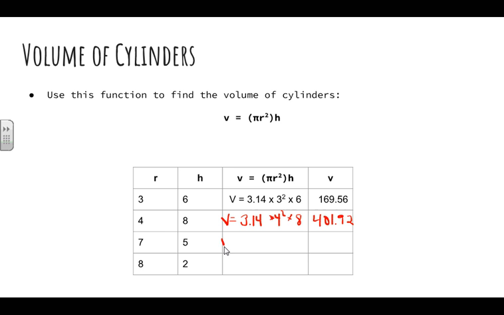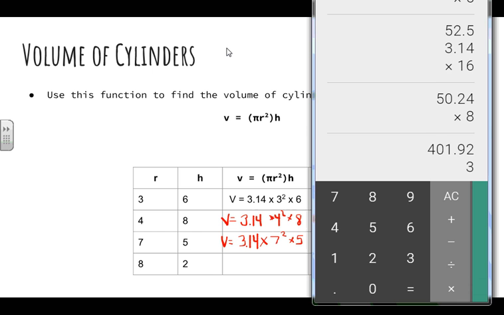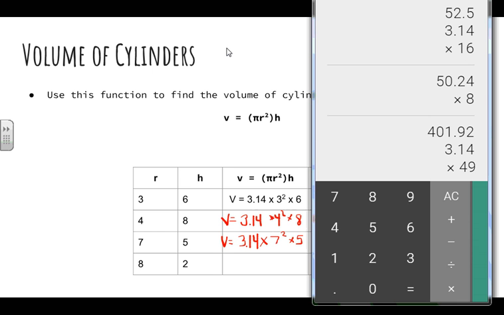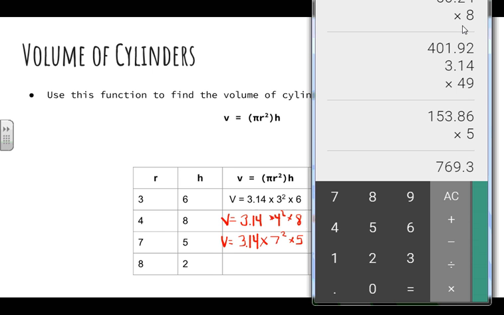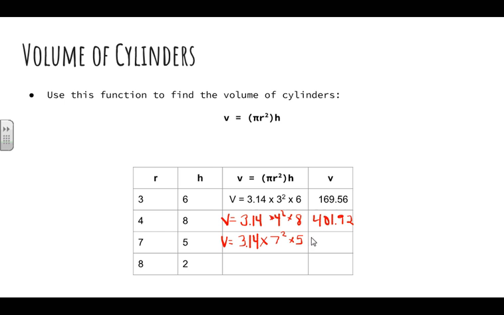All right, if we have a cylinder with a radius of 7 and a height of 5, we would do 3.14 times 7 squared times 5. 7 squared is 49. So we do 3.14 times 49 times 5 to get 769.3.